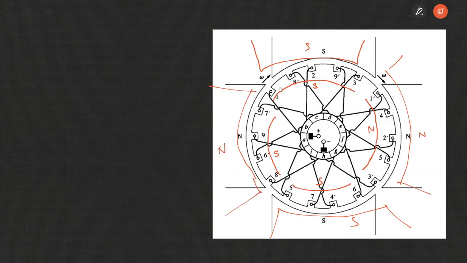So accordingly I can set the direction of current for these conductors lying under the south pole as cross, that means into the coil. Again, for these conductors it will be cross, that means into the conductor. For these slots it will be dot, that means out of the conductor.